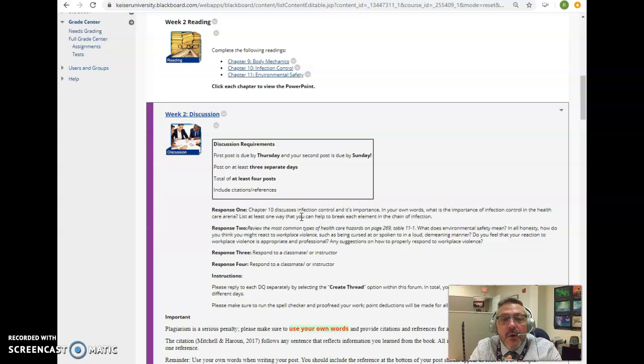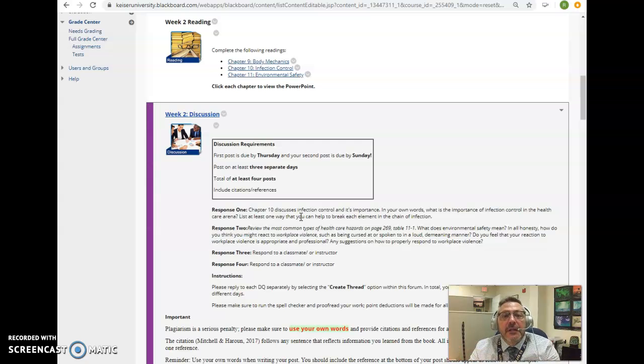List at least one way that you can help to break each element in the chain of infection. Now this is where people mess up. It asks for at least one way for each link within the chain of infection. So if you go to figure 10-4 in chapter 10, you'll see the illustration of the chain of infection, as well as to the side, and it will list each link within the chain. And then to the side of each link, they'll provide several ways of breaking that link.